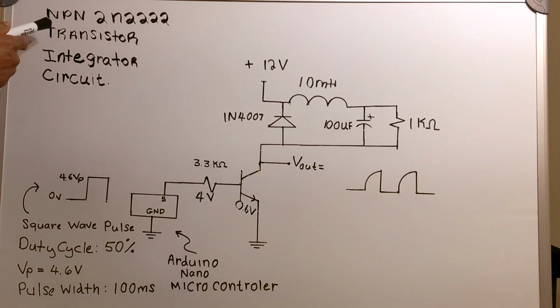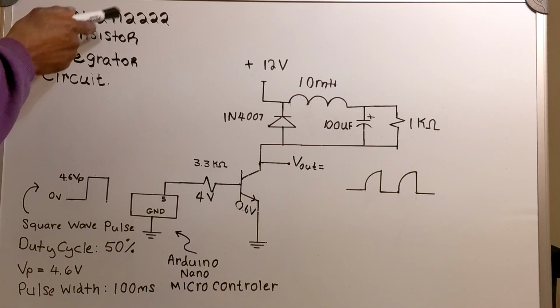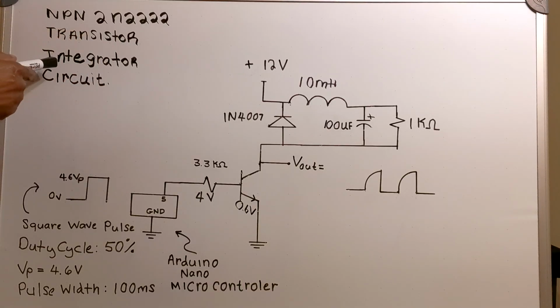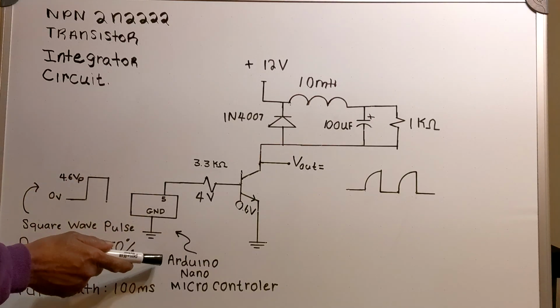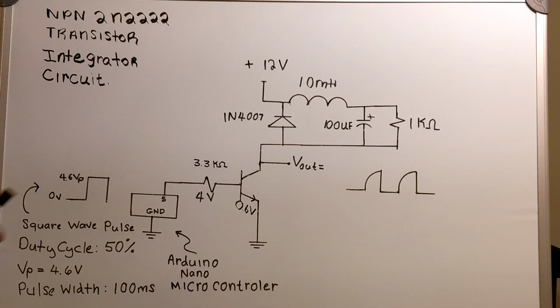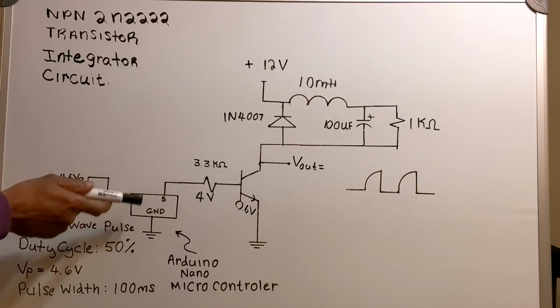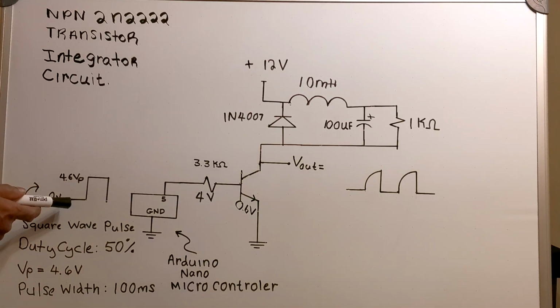Now in this video, I've got the NPN 2N2222 transistor integrated circuit. And on the base of my transistor, I have the Arduino Nano microcontroller. The microcontroller will be inputting a square wave pulse that has a peak voltage of 4.6 volts.